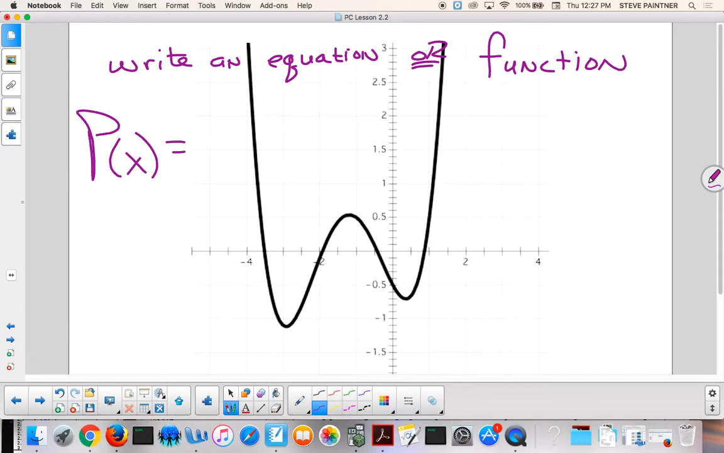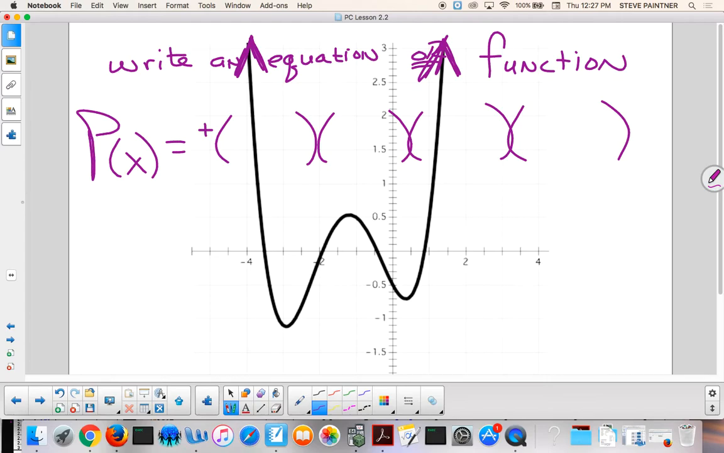Up. So we got an up, followed by an up. Okay, so that would mean the leading coefficient is positive or negative? If it's up, it's what? Positive. Okay, good. Now, all factors come from zeros, right? Well, what are the zeros here?